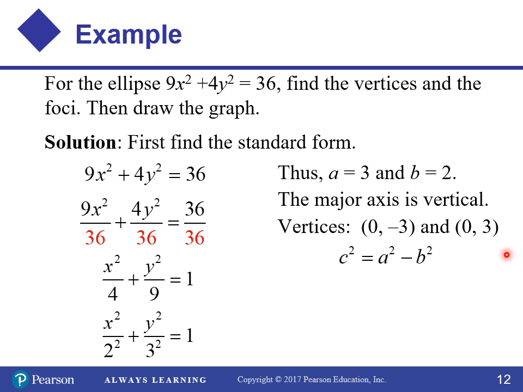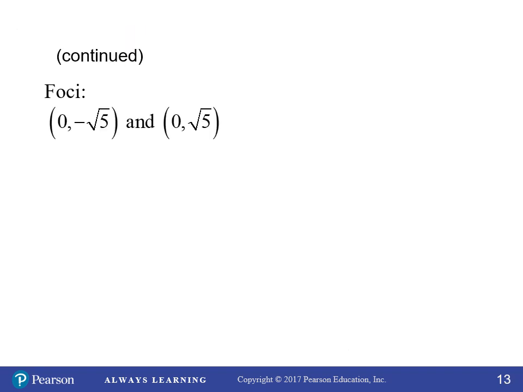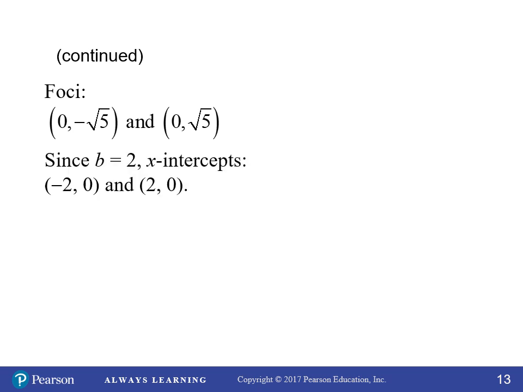And then we're going to use this to find our foci. So we're going to plug in our 3 and 2 for a and b. 3 squared gives us 9, 2 squared gives us 4. If we subtract those, we get 5. But then remember that c squared equals 5, so c is the square root of 5. So our foci are at 0, -square root of 5, and 0, square root of 5. And because b equals 2, our x-intercepts are at -2, 0, and 2, 0.